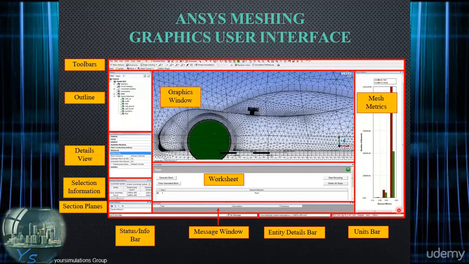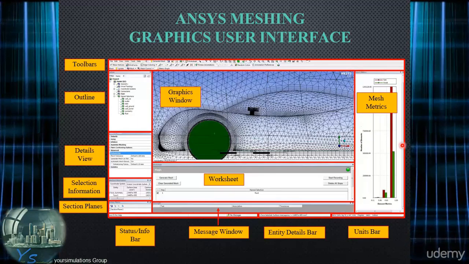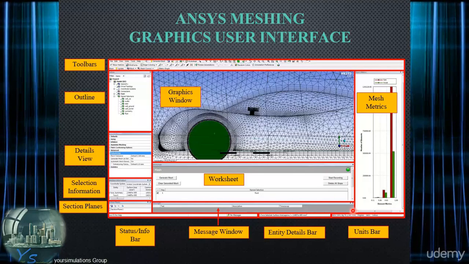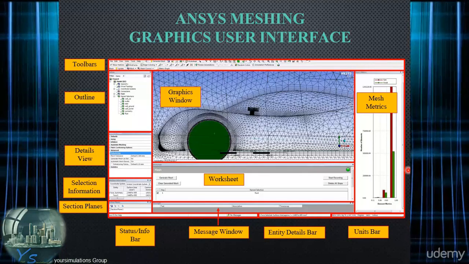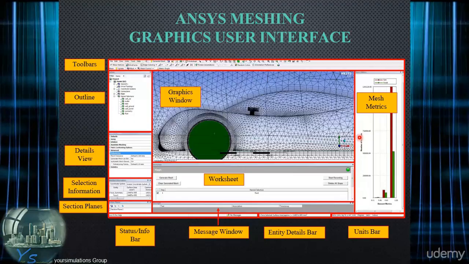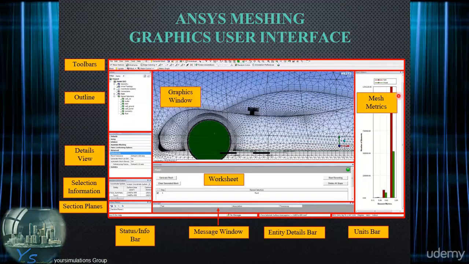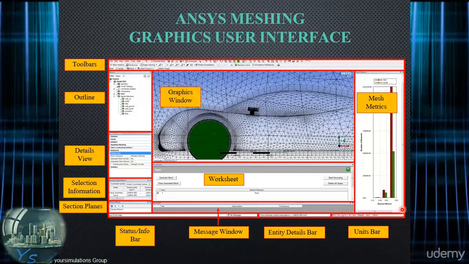The last window contains the mesh metrics, which can only be accessed when a mesh or mesh preview has been generated. We use it to get statistical information about the mesh and control which elements we see in the graphics window. In the default layout, it is grouped together with the message window.